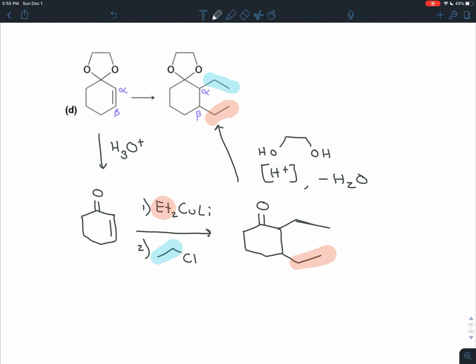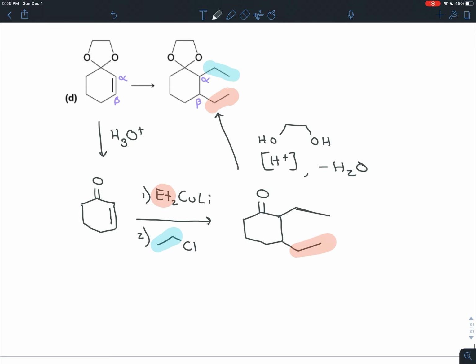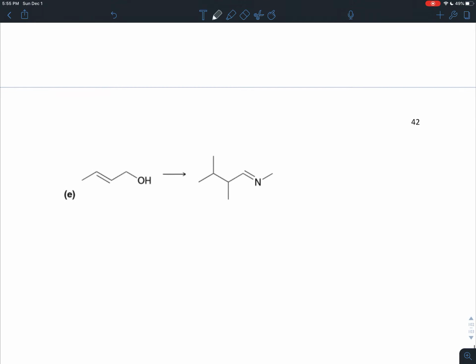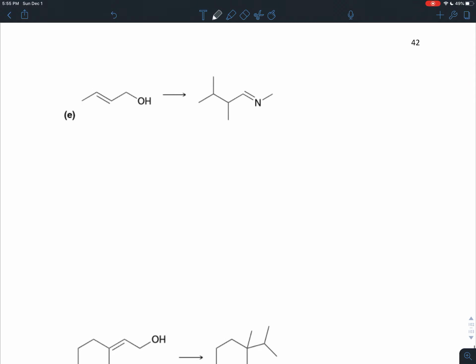So it's a multi-step synthesis, but the meat and potatoes of it is alkylating the alpha and beta carbons. And you alkylate the beta position using a Gilman reagent first. That gives you an enolate that allows you to alkylate the alpha position by doing an SN2 reaction. So you just need an alkyl halide for the enolate nucleophile to attack.